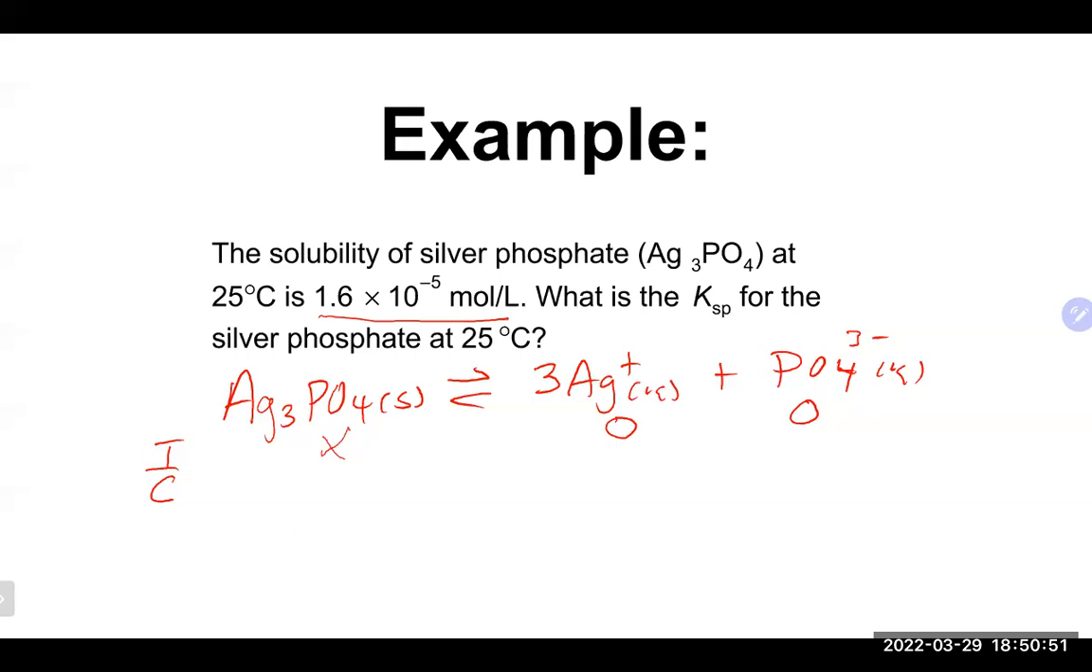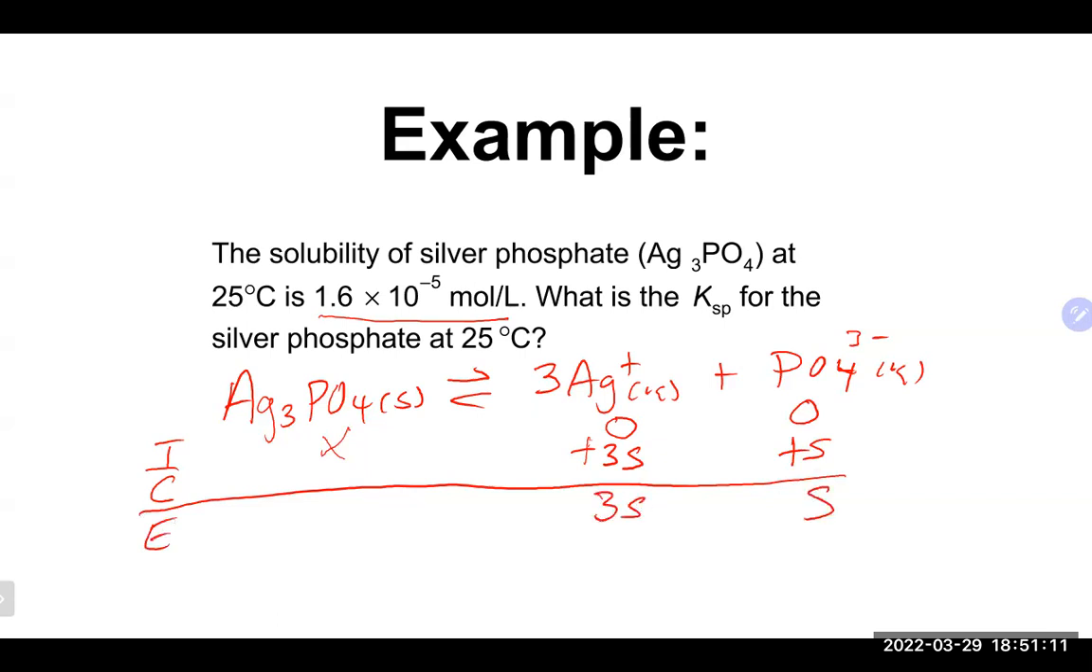We use that S here in these tables. You could really use any letter you like, but very commonly people will use S. And we still want to do the 3 like normal for the coefficient, plus 3S and plus S. That means at equilibrium, we have 3S here and S. So this is typically what an ice table will look like in a KSP problem. Again, it's very similar to ice tables that we've done before, except that we use a different letter. You could continue to use X if you like, it doesn't really matter, but most people will use S.